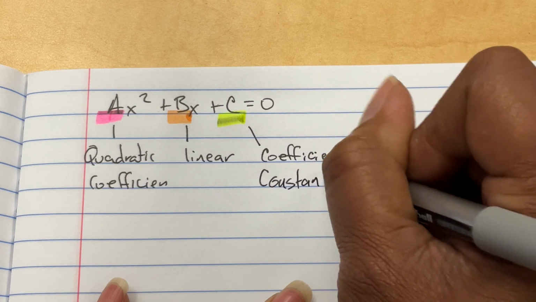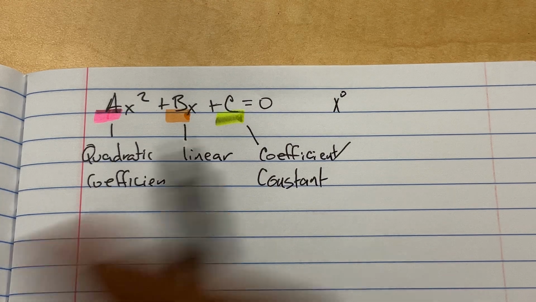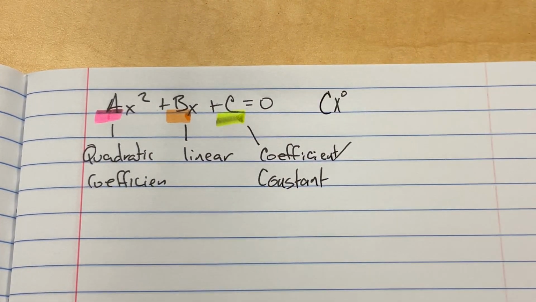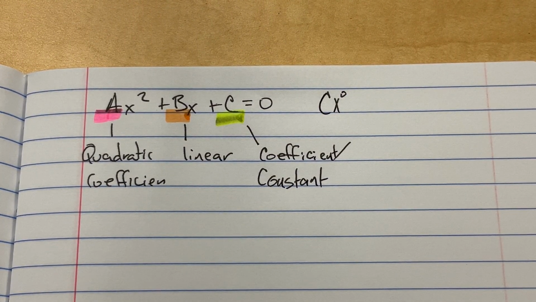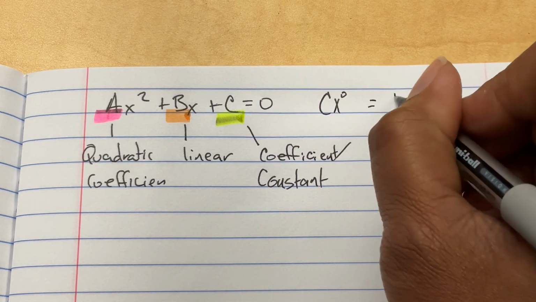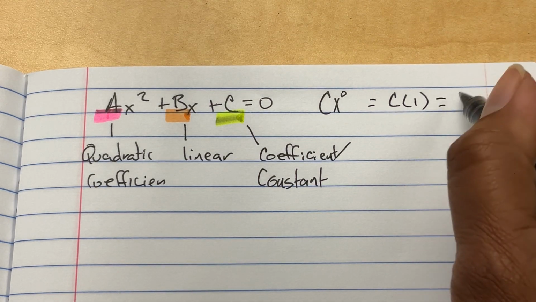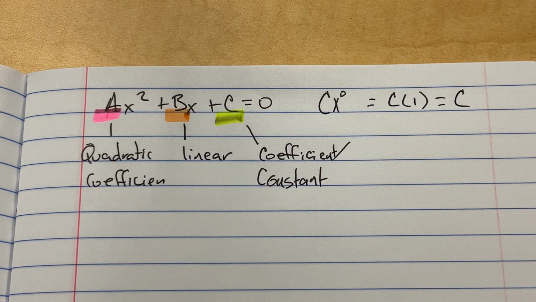Miss Morgan, what did you say? X to the 0 power is 1. So if I have C times x to the 0 power, which is notation you may see in pre-cal, you definitely will see in calculus, you need to know that it is C times 1. Anything to the 0 power is 1. So that's why at that point, it's a coefficient. That makes sense to everyone?